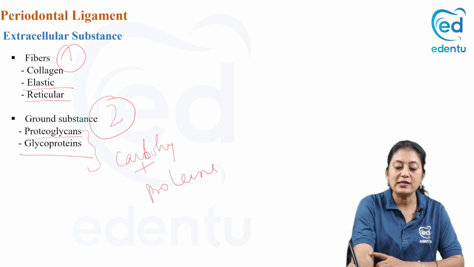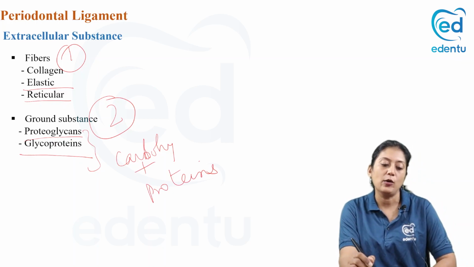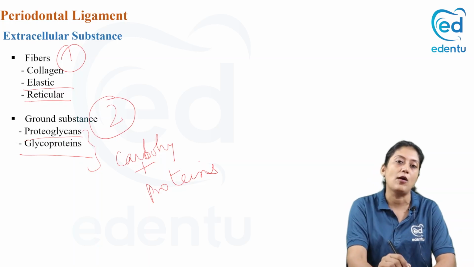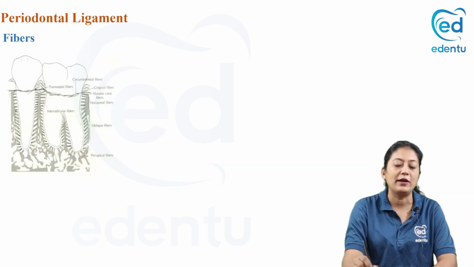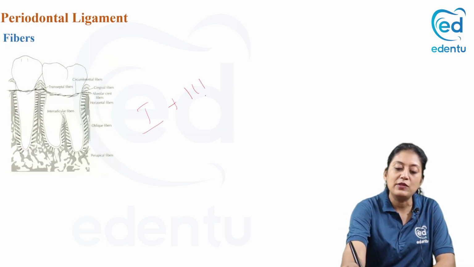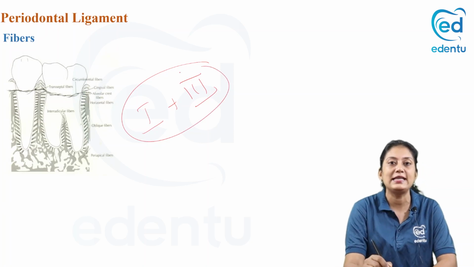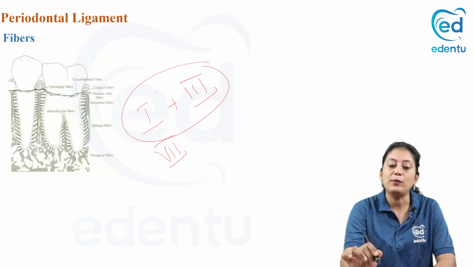So carbohydrates and proteins in different combinations will form proteoglycans and glycoproteins, and these two form the major component of ground substance. Now fibers are the main content of the periodontal ligament. I said mainly collagen fibers. Type 1 and type 3 collagen fibers are predominantly seen in the periodontal ligament. You also have some amount of type 7 fibers, but mainly type 1 and type 3.